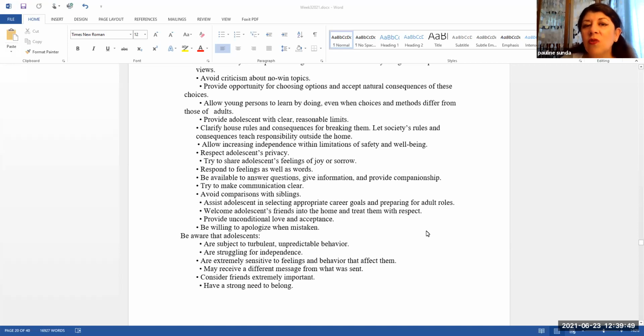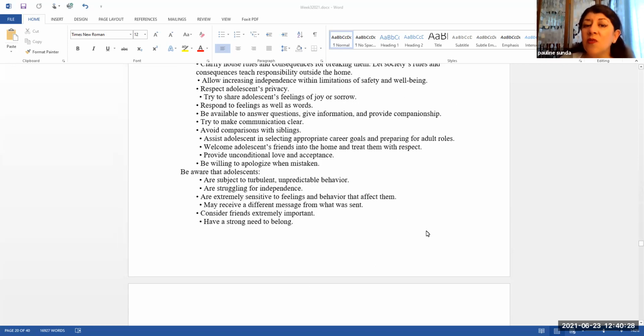Allow young adults to learn by doing, even when the choices and methods differ from what the adults do. So there are more than one right way of doing things. Provide the adolescent with clear, reasonable limits, clarify the house rules, and then the consequences for breaking them. Let society's rules and consequences teach responsibility outside of the home. Allow increasing independence within limitations of safety and well-being. Respect the adolescent's privacy. Try to share the adolescent's feelings of joy or sorrow.